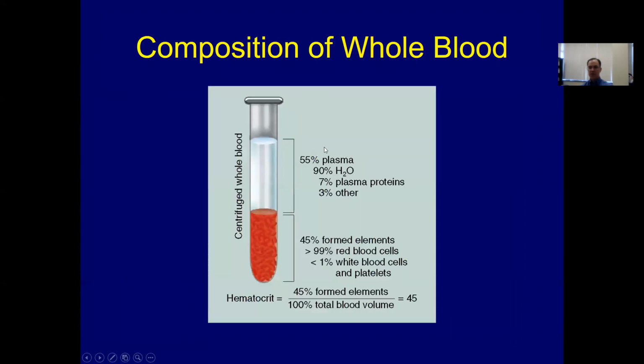Finally, we also talk about the composition of whole blood. Just an FYI here, you have the centrifuge. When you draw blood, you centrifuge or spin it down. Blood is made up of plasma, which is mainly water and some proteins, and then you have the red blood cells at the bottom with a little bit of white blood cells. The hematocrit is basically the formed elements over the total blood volume, so basically the red blood cells over the total blood volume. The important thing for us is we're going to talk about the white blood cells. They're going to be important when we talk about atherosclerosis.